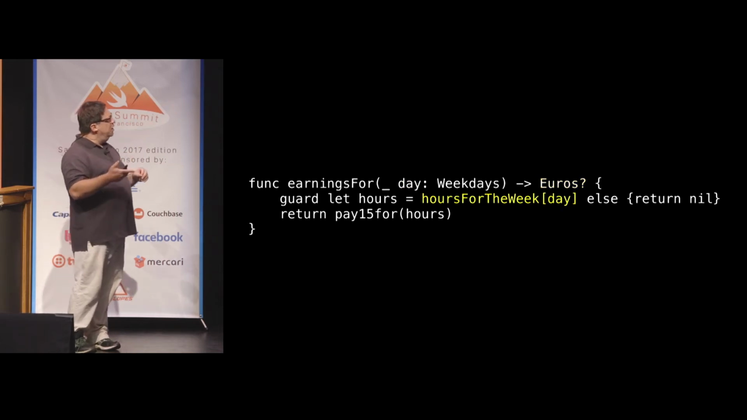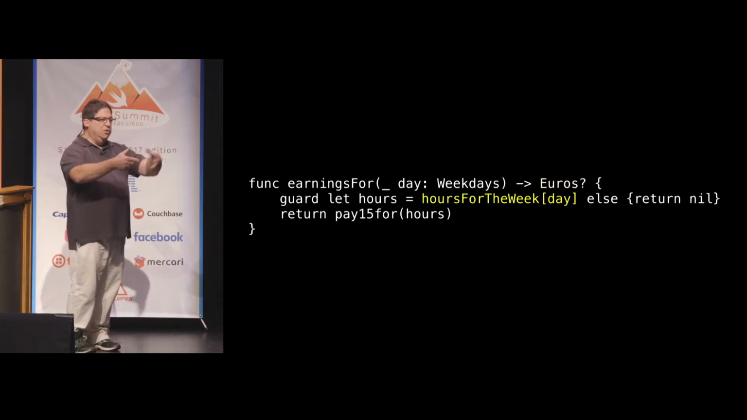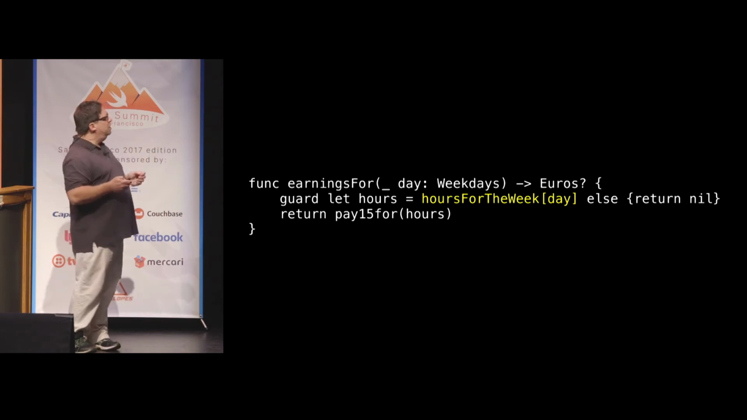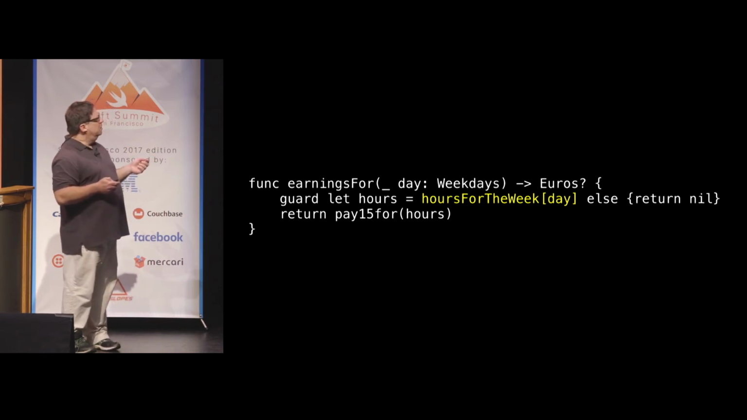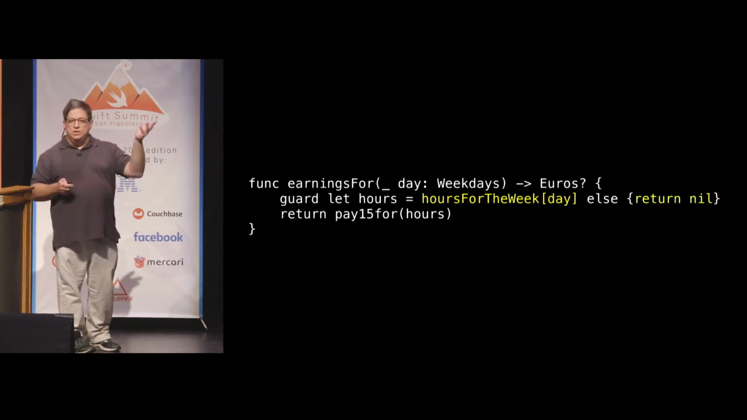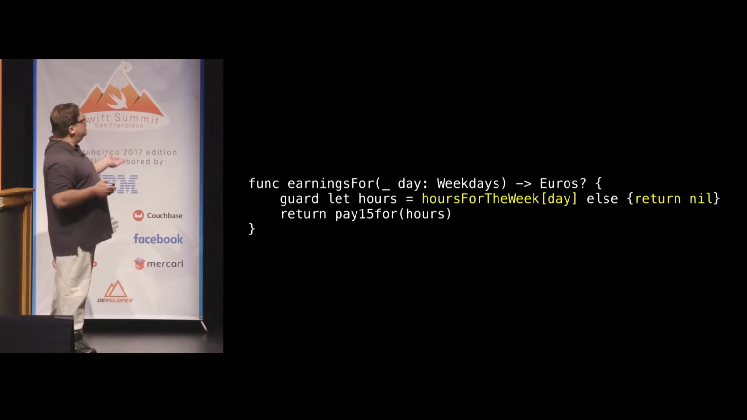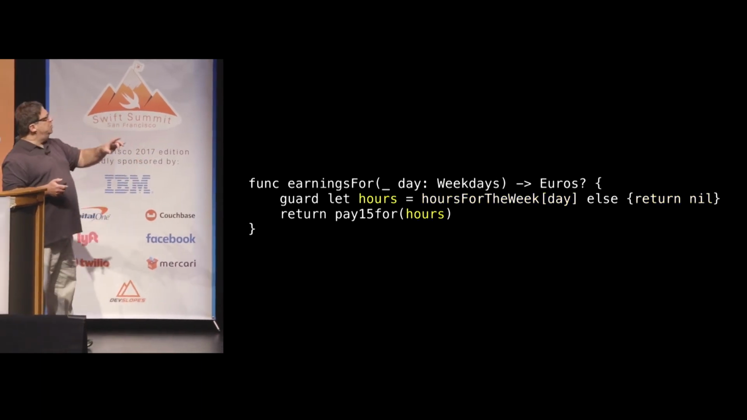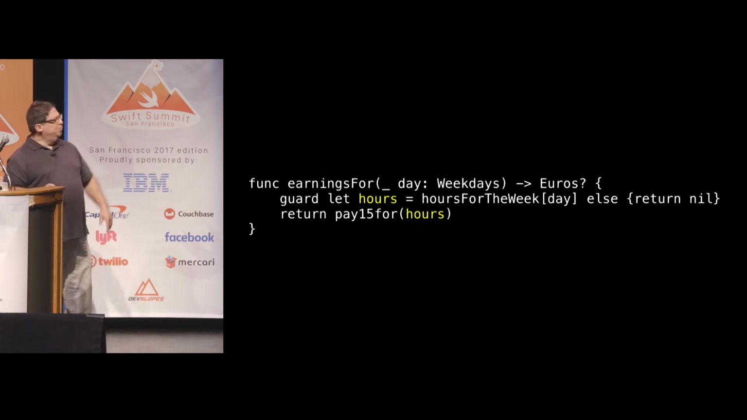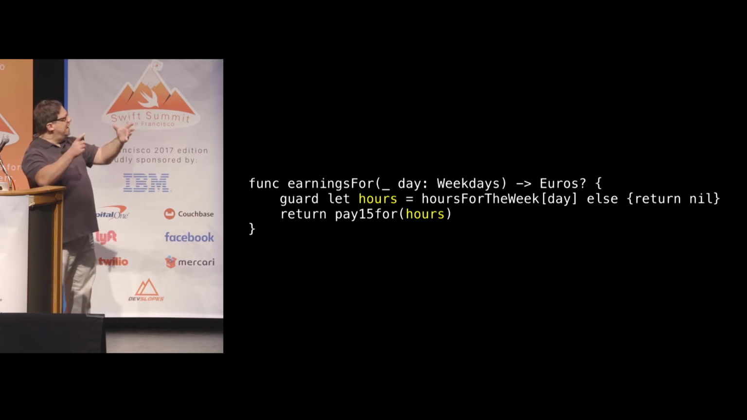And so in this case, I look up in the dictionary, and when you look up a value using the key, you get an optional. And if it's nil, I'm going to do one thing. If it's not nil, I'm going to do another thing. If it's nil, I'm going to return nil. You didn't make any money today. And if it's not nil, I'm going to look how many hours you worked, and I'm going to multiply that by my 15 euros an hour. And so there's my earnings that takes weekdays and pays out in euros. That hours for the week of a day, that's an optional.